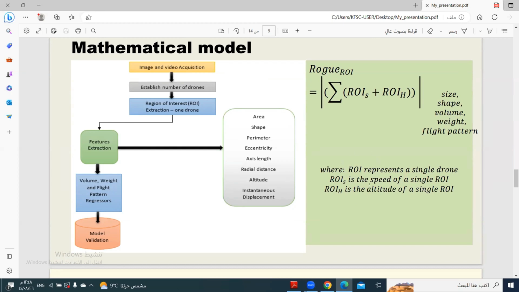These are the algorithm, simply here. I didn't put too much detail. This is the equations, where ROI represents a single drone, ROS is the speed of a single ROI, and IH is the altitude of a single ROI. And these are the features of interest: size and shape, volume, weight, and flight pattern.